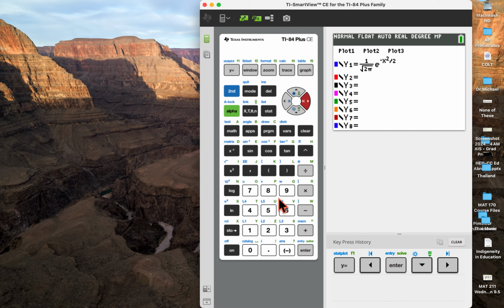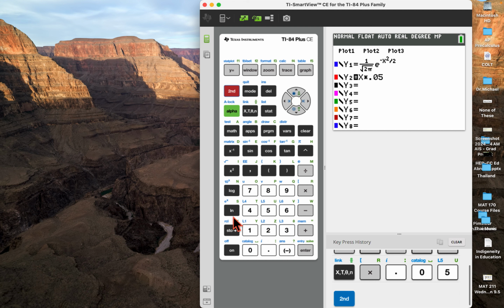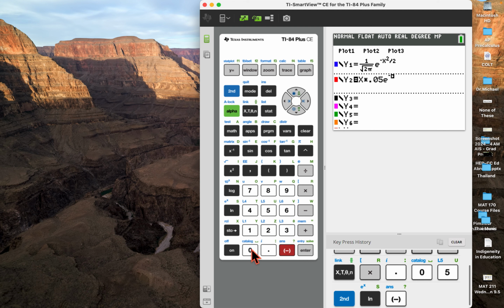What was our function? It was x times 0.05 e, and the exponent was negative 0.05 x. And we had an x up there. So that's the function. That's going to give us the expected value.